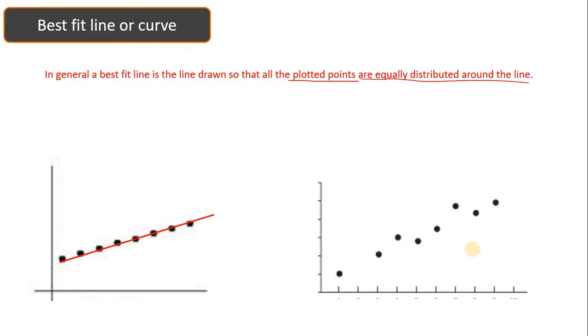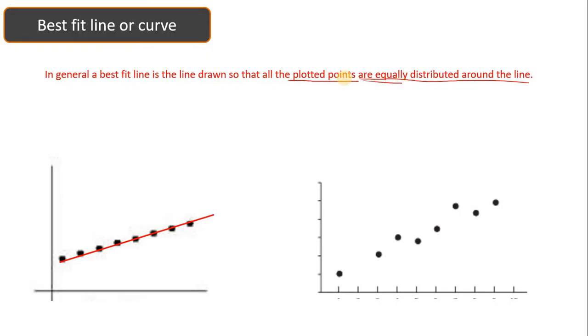One most common mistake students generally make is they just join all the points like that, thinking that these are the points and we need to join them. No, we don't do that. We do not just join all the points with some random curved line. If you do that, of course you will lose the mark. So do not join all the points. You will have to draw a straight line most of the time so that all the points are equally distributed.